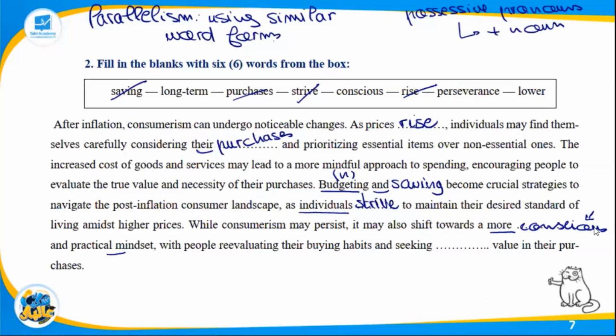All right. With people re-evaluating their buying habits and seeking, what are they seeking? Value in their purchases. Here, value is a noun. Okay? For a noun, I need an adjective. So, what do you think is the adjective that I will need? They are seeking. If people are prioritizing essential items, they're budgeting and saving, they're striving to maintain their desired standards, and likewise they're conscious about their habits. So here, they are seeking what? Long-term value. Okay? They're seeking long-term value in their purchases. They want to buy something that lasts for a long time, so they don't keep consuming new things. Alright.